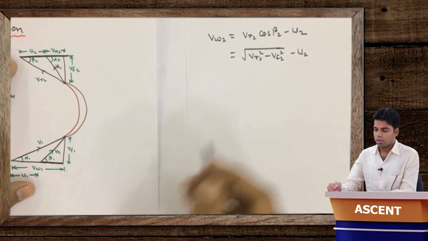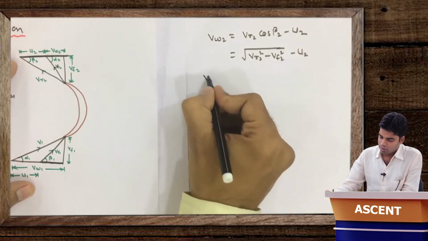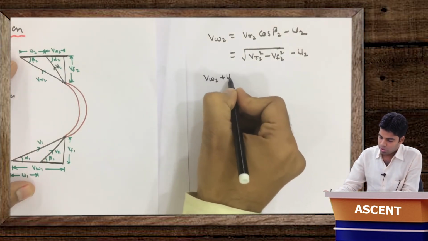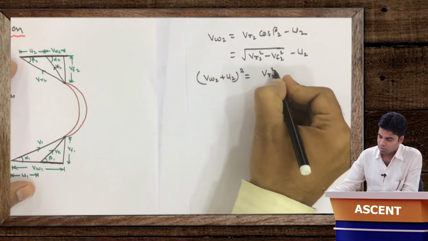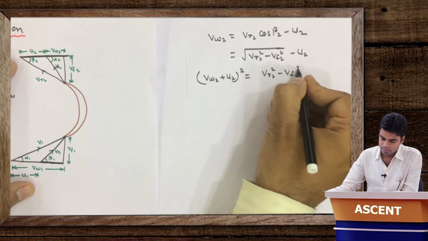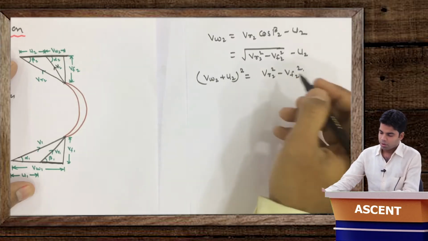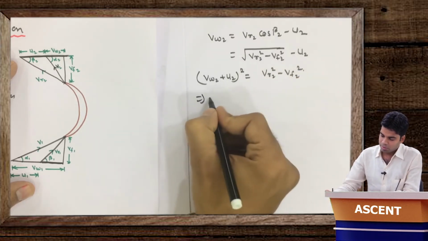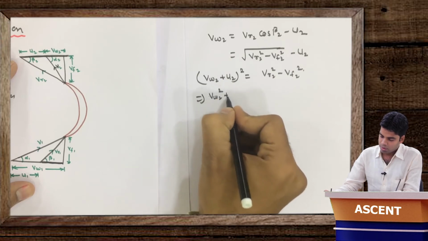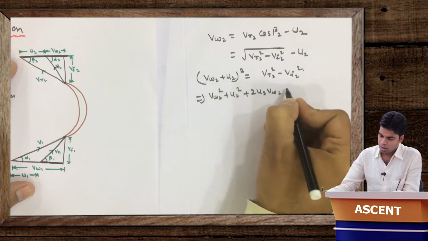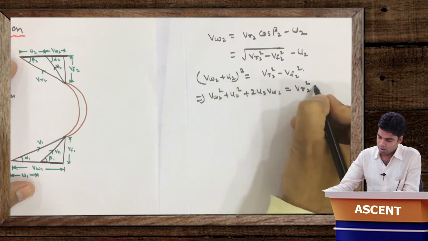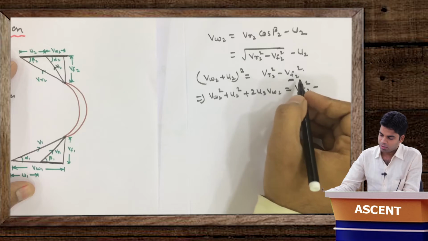Clear or not? Okay, now taking this U2 to this side, we will get VW2 plus U2, and squaring both the sides, we will get VR2 square minus VF2 square. Getting this? Now opening the bracket, we will get VW2 square plus U2 square plus 2U2 VW2 is equal to VR2 square minus, okay, further this VF2.